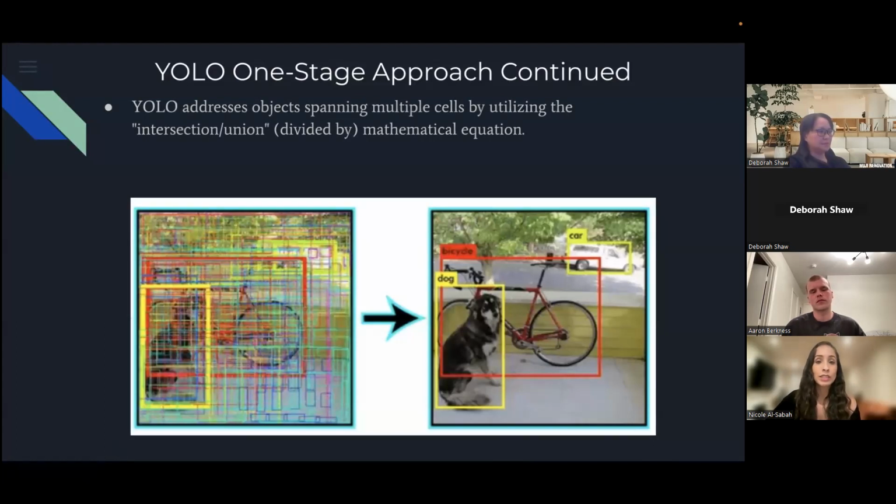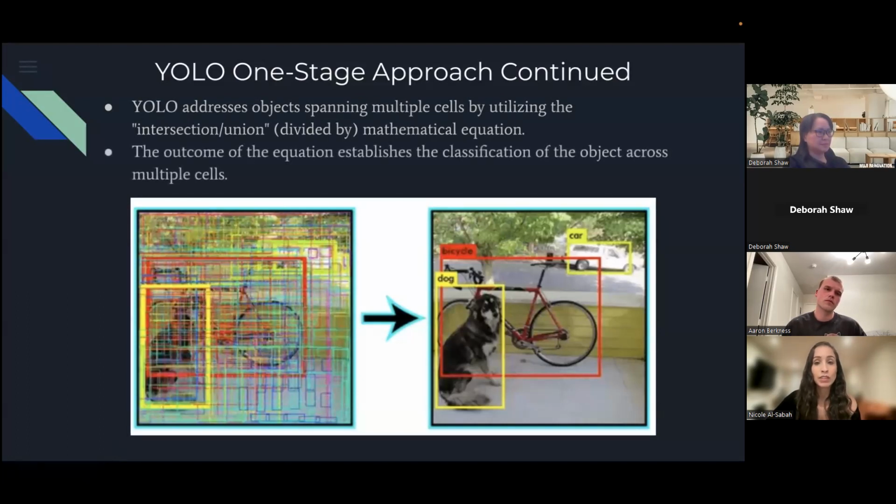It addresses objects spanning multiple cells by utilizing the intersection divided by union, which is a mathematical equation. And it establishes the classification of the object with the outcome of this equation. So you have your multiple cells, it sees that there are these two objects, and then you can see that it classifies them on the right-hand side, where you can see there's a dog, a bike, and then even a car. So that's like that third one. You can't see too much on the left, it's barely there, but there is a little boundary box on that left image for it. And that's how it determines in that one step.